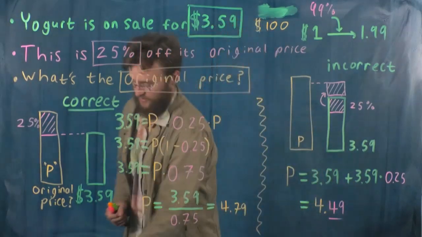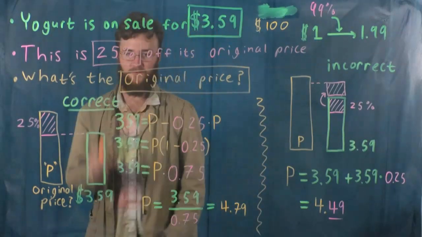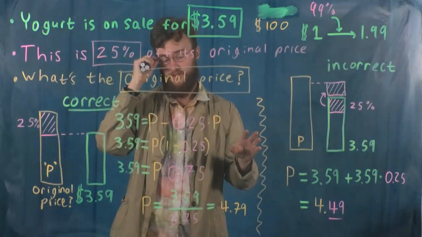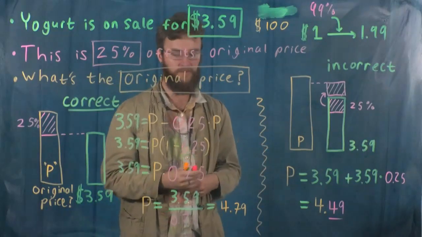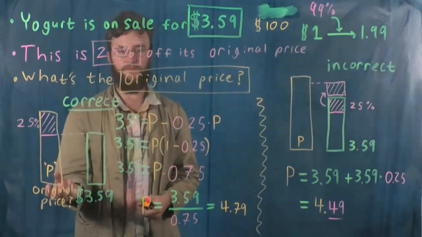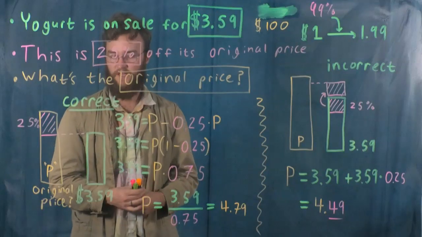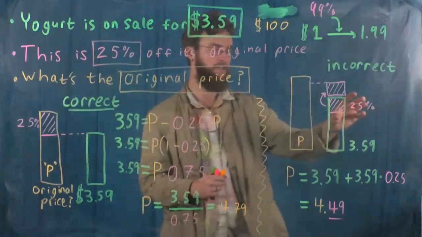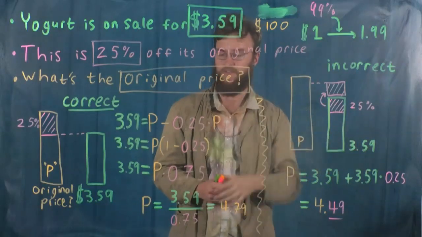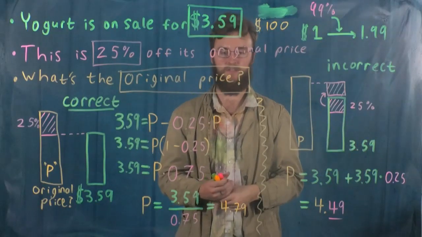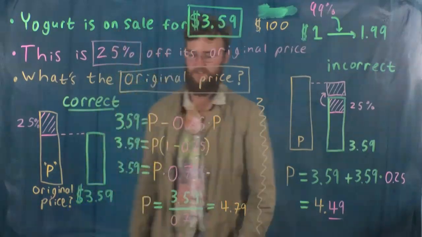So the problem with the incorrect method comes down to the fact that if you have a big number and a small number, 25% of the big number is bigger than 25% of the small number. In this case, the big number would be the original price and the small number would be the discount price. And so you can't get the original price by adding the discount percentage of the new price back to itself. You have to do something slightly more complicated. But as long as you can stay clear of that, this is how you do the problem.